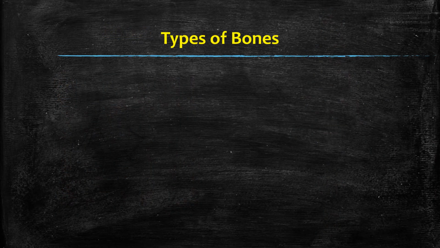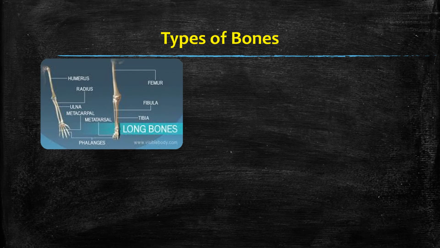Children, now we'll discuss about types of bones. There are four main types of bones in human body. First one is long bones. Structure of these bones is long, hence these bones are called as long bones. Examples are radius, ulna, femur, tibia, fibula. Okay, all these are long bones.